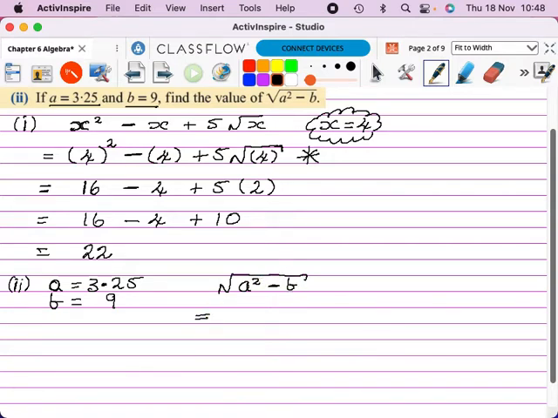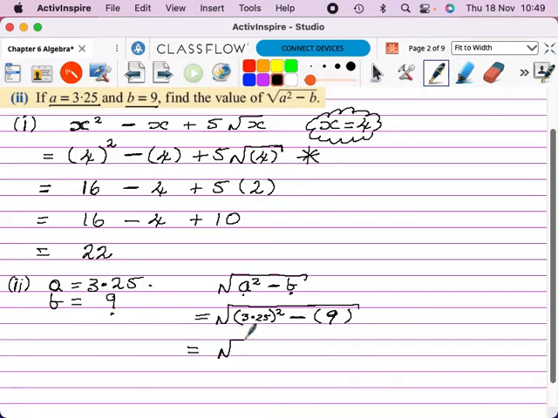So now we're going to employ the empty bracket method. Wherever we see a letter, we're going to replace it with an empty bracket, and I'm going to extend the square root symbol to the end. What goes inside the first empty bracket? Well, the empty bracket is representing the A, and the A is 3.25. And the second empty bracket represents the B, and we know from over here that B is equal to 9, and we put 9 inside that empty bracket.